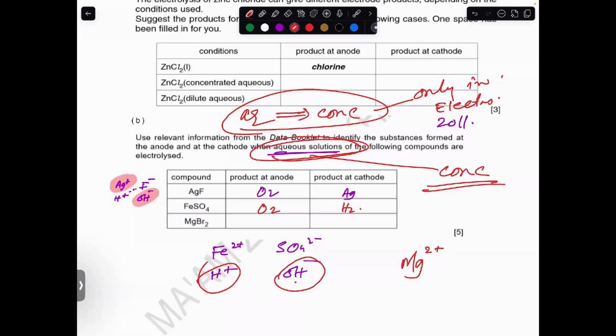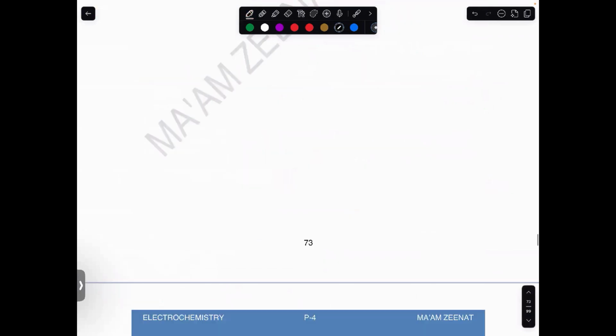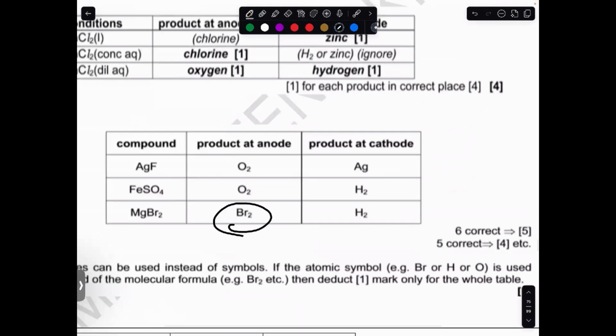But here, if you treat this as concentrated, your answer would be perfectly like that of the mark scheme. See, Mg and bromide, H plus and OH, and I know it's H plus, since Mg is way above in the series. So hydrogen gas. Between bromide and OH, when concentrated it is bromide, and you will get bromine. It's part B of 64C. Look, bromine and hydrogen.